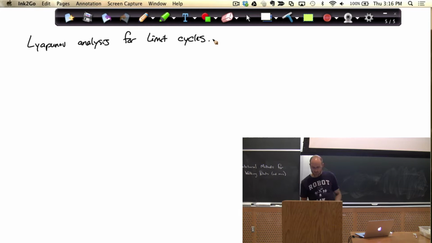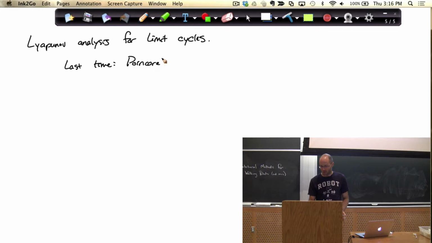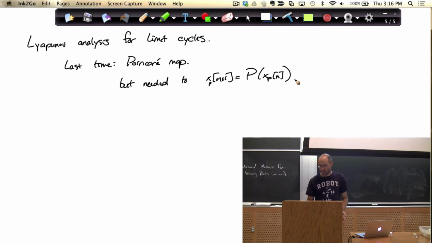Okay, so like I said, last time we did this Poincaré map idea. But we needed to know the map. So I want to do a generalization of this idea today. That's going to help our Lyapunov analysis.